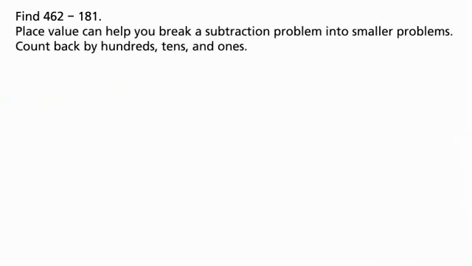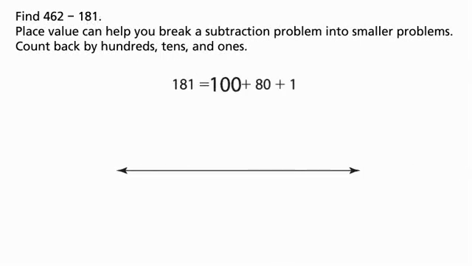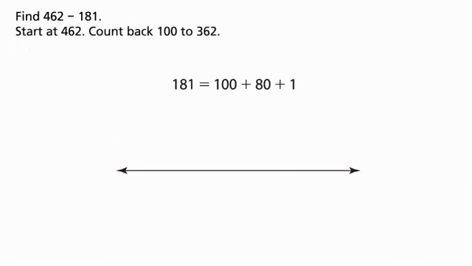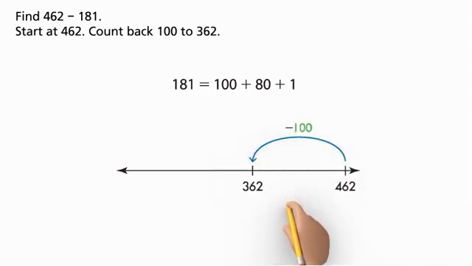Place value can help you break a subtraction problem into smaller problems. Count back by hundreds, tens, and ones. Start at 462. Count back 100 to 362.